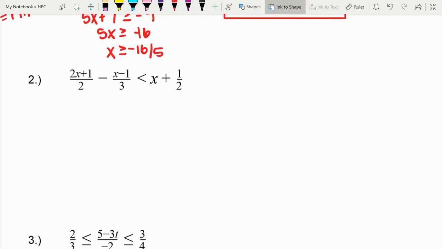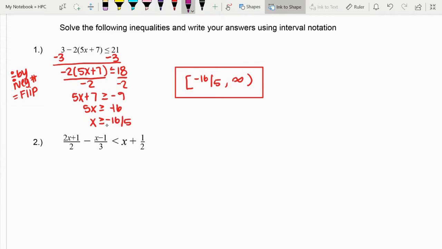Okay, so in number 2, I'm going to want to eliminate the fraction. So in order to do that, I'm going to multiply by the least common denominator, which is 6. So I'm going to multiply both sides of this inequality by 6. So I end up with 3 times 2x plus 1 minus 2 times x minus 1 is less than 6x plus 3. Okay, I'm going to go ahead and distribute.